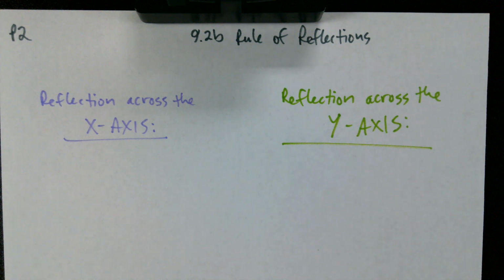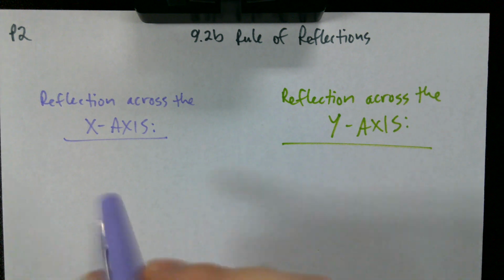So the rule of reflections is very, very simple. There's only two different rules that we have to worry about: reflecting across the x-axis and reflecting across the y-axis. So it's great that we only have two things to remember. The tricky part is that, you'll see, it's a little bit mixed up from what you would typically assume the case to be.